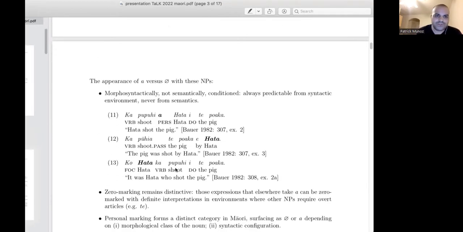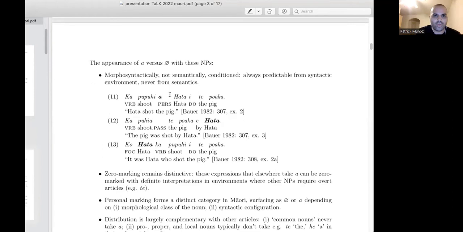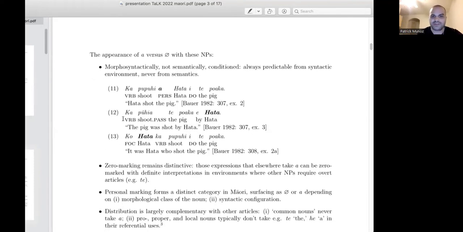So what I assume is that you have, again, a single unified semantic category, at least in these three positions. I think for question words, it's probably semantically null. And what it does is it marks rigidly denoting or referential, if you like, NPs. And then where a versus nothing appears seems to be entirely morphosyntactically conditioned, never semantically. So a simple example of this, if you take 3 indicative sentences saying that Hata shot the pig, same meaning of the name Hata, same event reported, but depending on how you place the noun, you get a versus nothing.